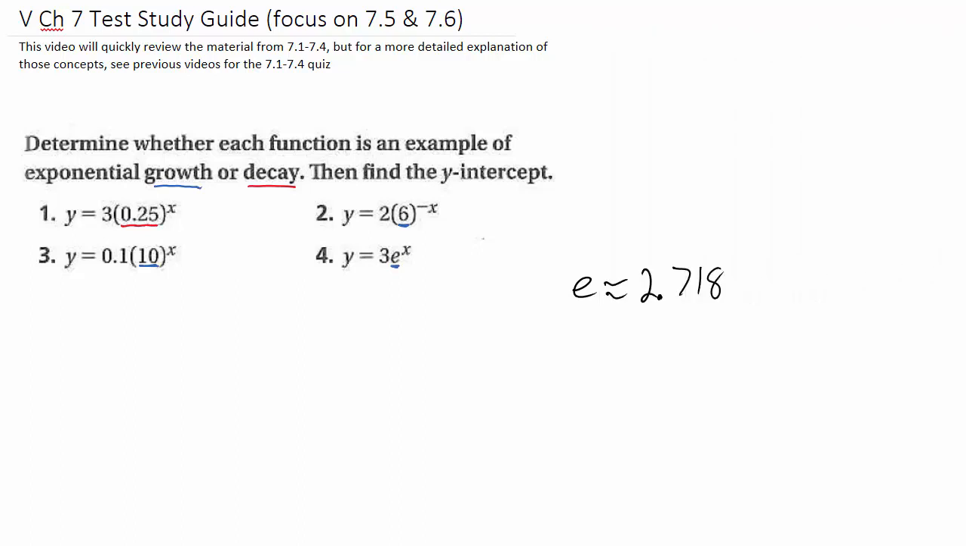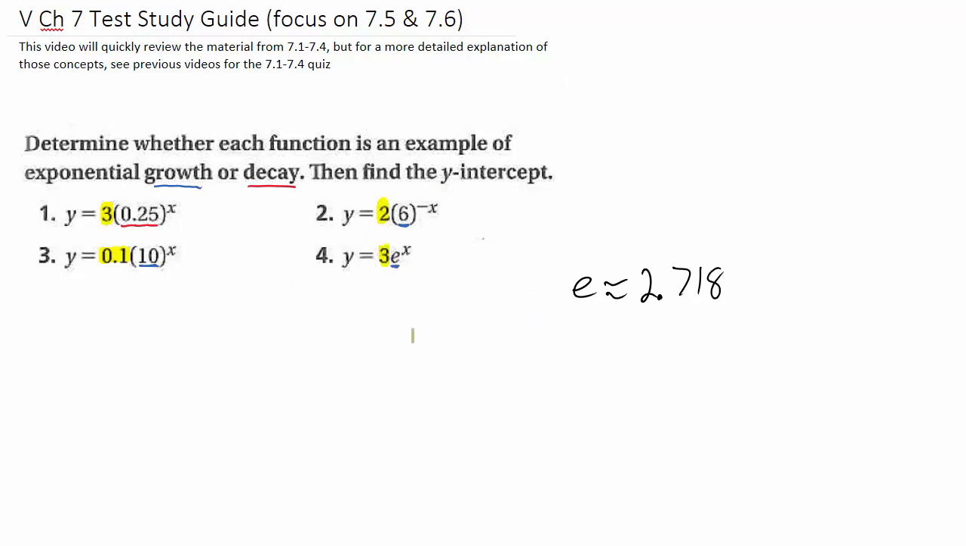Now, the y-intercept is simply the number that is in front of the exponent. So the y-intercept for number 1 is going to be 3, or (0, 3). For number 2, the y-intercept is going to be the number 2 because it's the thing in front here. And for number 3, the y-intercept is again the coefficient in front, 0.1 or 1/10. And the y-intercept for number 4 is going to be the 3.